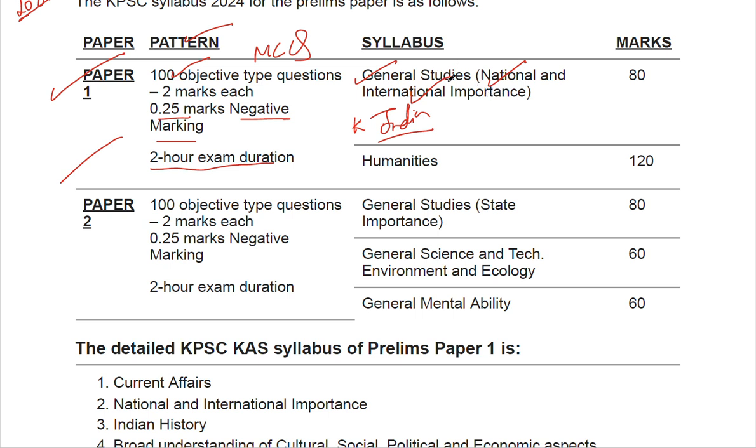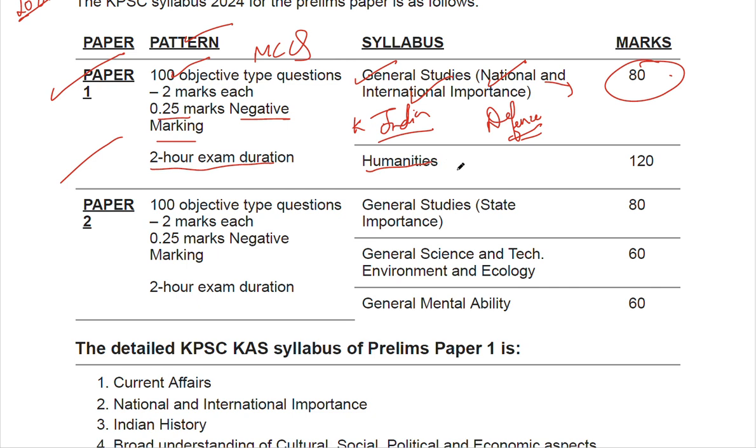Like you have defense issues, that means what are the problems with our neighbors, how we are dealing with them, what are water disputes, and so on and so forth. So relating to India's problems and its relations with international, I mean neighboring countries, you are going to get 80 marks questions.